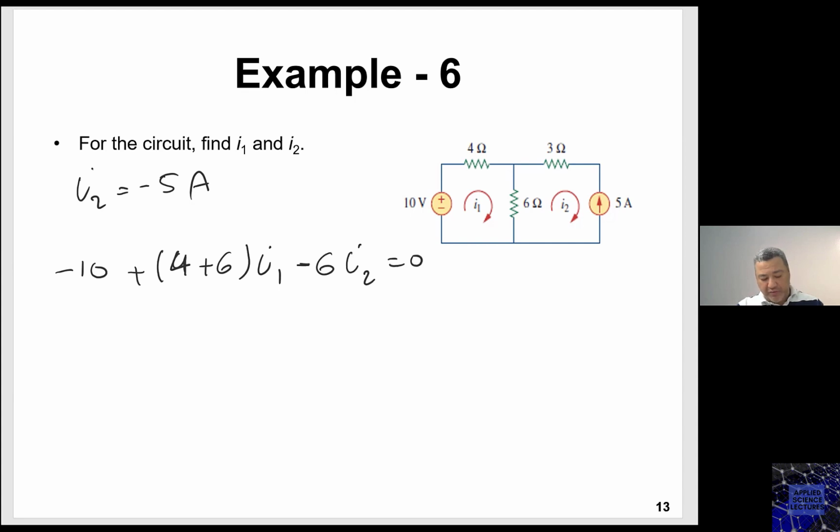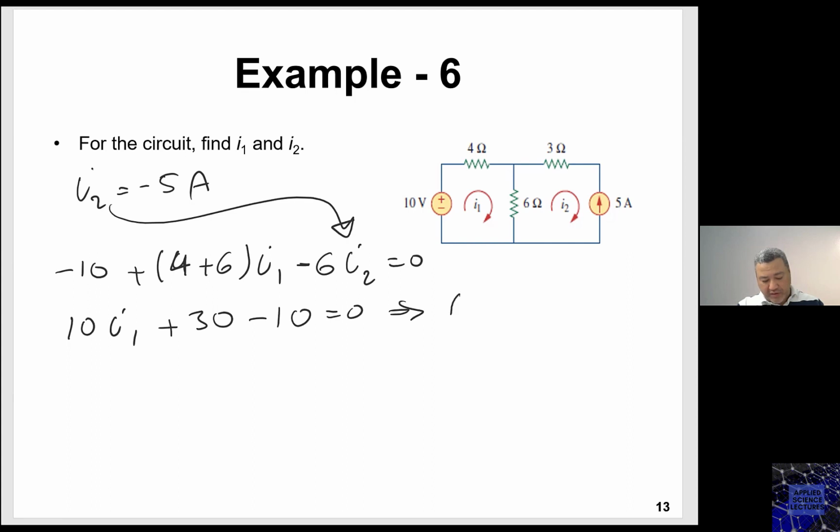Substitute I2 with minus 5. So you have here 10 I1 plus 30 minus 10 equals 0. And then I1 becomes minus 20 divided by 10. I1 is minus 2 amperes.